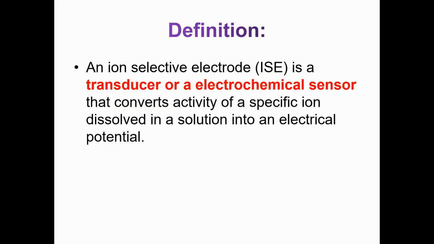Let us come to the discussion about the definition of the electrolyte analyzer. The definition is very simple: an ion selective electrode, ISE, acts as a transducer, otherwise known as an electrochemical sensor. This converts the activity of a specific ion dissolved in a solution into an electrical potential. Then we'll move on to the next slide.